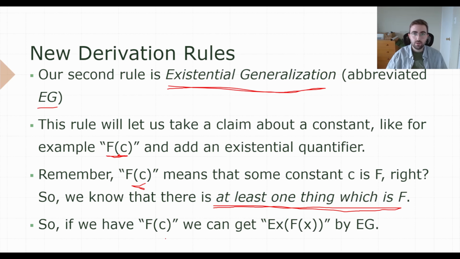So as a result, if we have C is F, we can get that there is at least one X which is F. There is at least one thing which is F, right? And that would be the EG rule, existential generalization. We take this constant claim and we pop out an existential generalization. There is at least one X which is F, because we already know C is F.